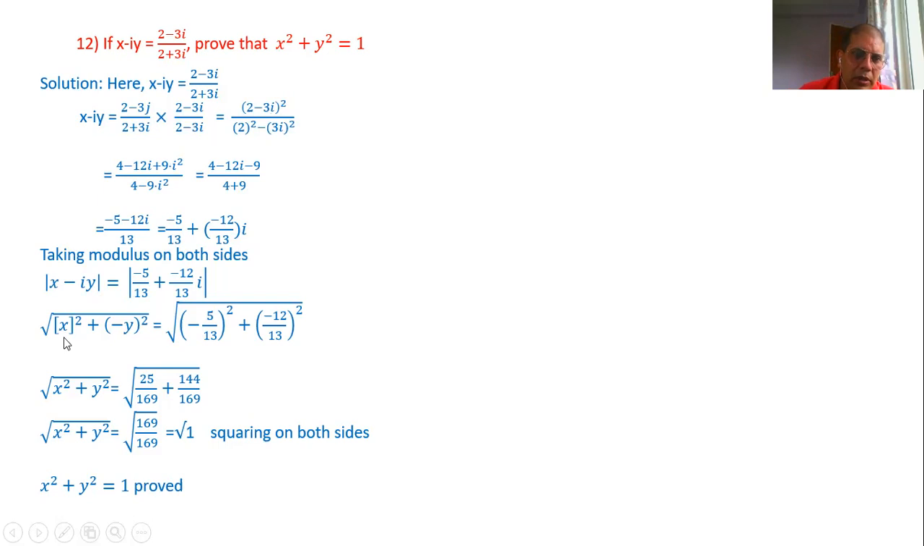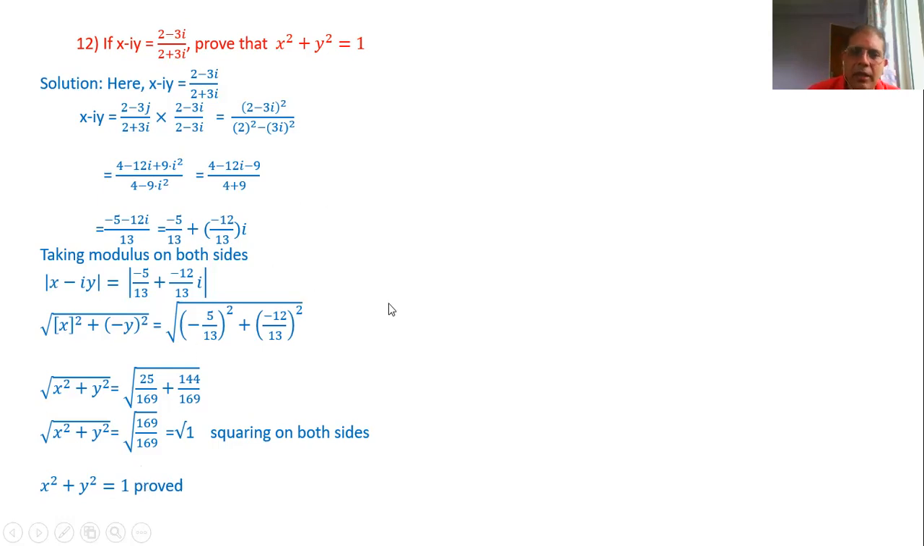Now take the modulus of this one. Taking modulus on both sides, now it is root under x square plus (minus y) square, and on the other side root under a square plus b square. Now it is x square plus y square, and it is 25 by 169 and also 144 divided by 169, so root under 1. Now squaring on both sides, you get x square plus y square is equal to 1. This is proved.